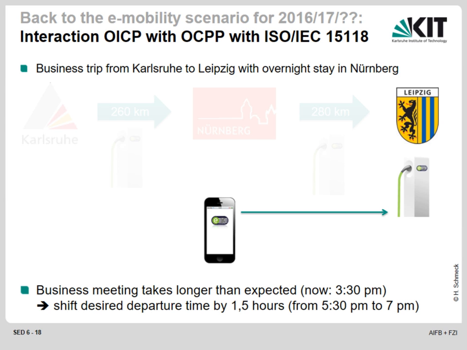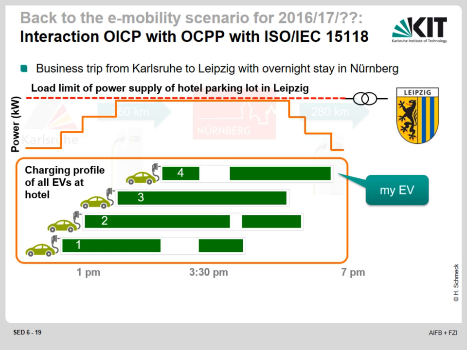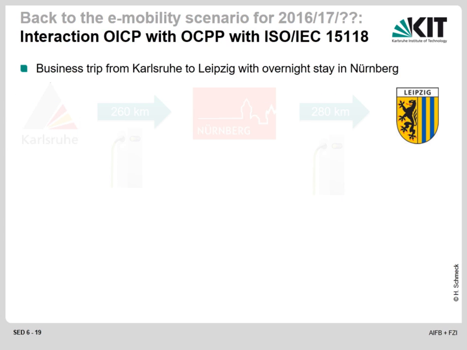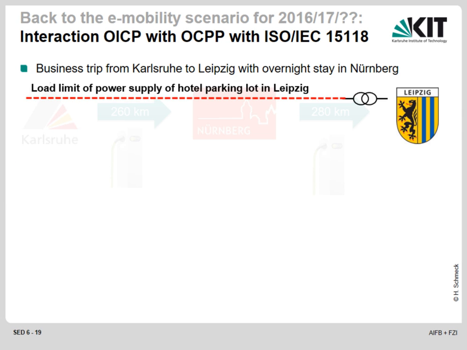Now we get back to our trip. So here, like the business meeting at the location there at Leipzig, the owner has put his car on the parking lot of that hotel, and it is connected to the charging station there. And now there are quite a few vehicles there. So the business meeting takes longer, and that means the departure time has to be shifted by some time. So it looks now like the following.